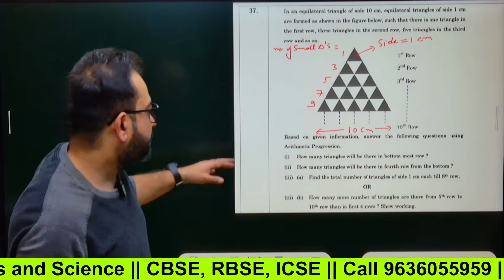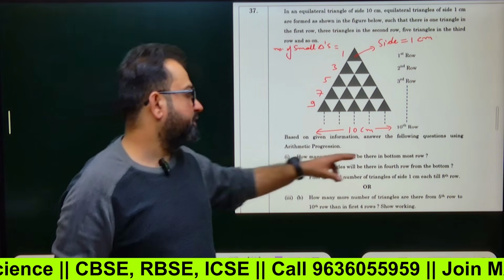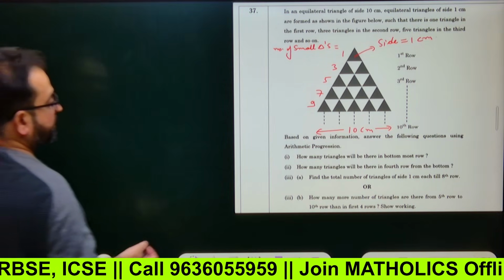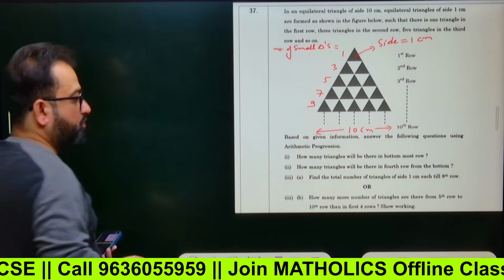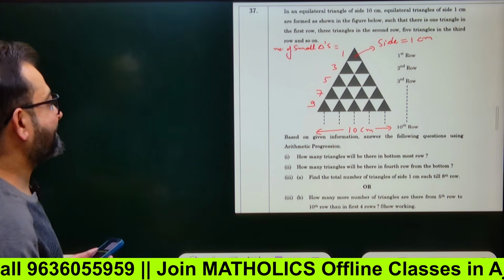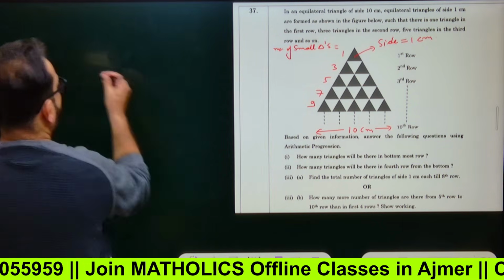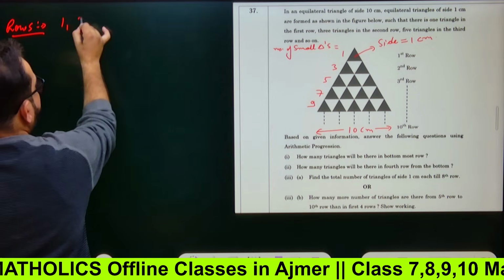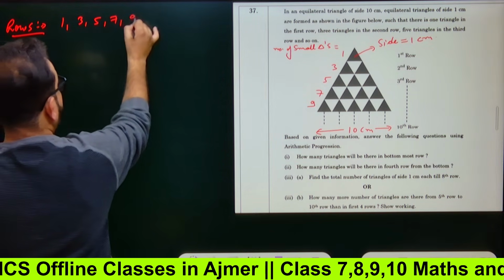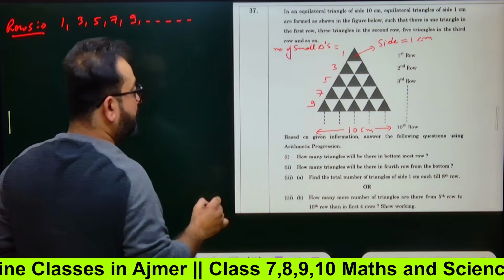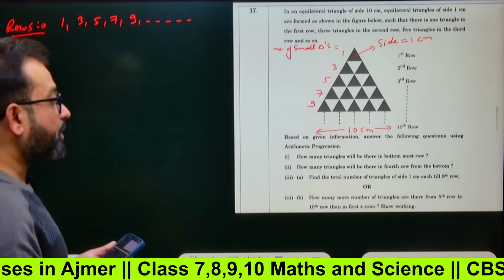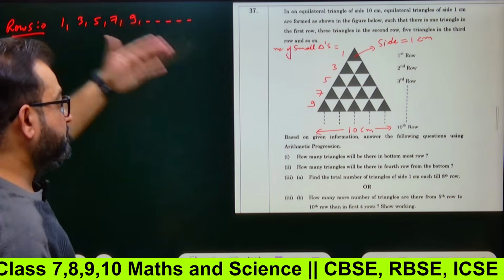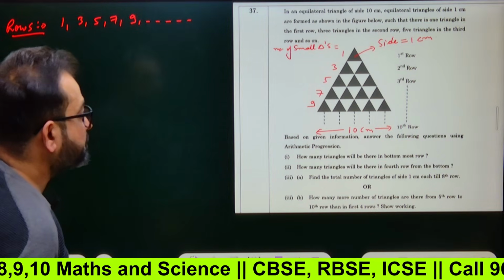Tell me how many triangles will be there in the bottommost row. These are rows. The rows actually make an AP: 1, 3, 5, 7, 9. How many triangles will be there in the bottommost row? That means we must know the number of rows first. Yes or no?